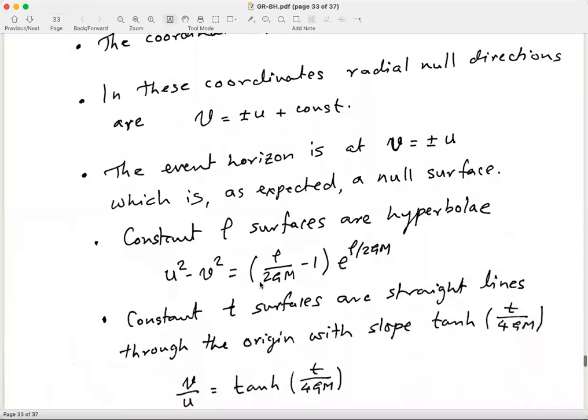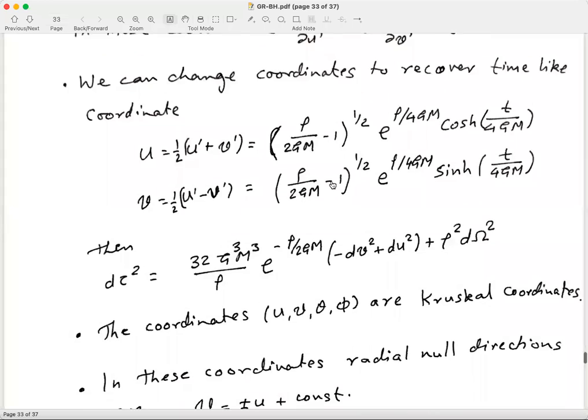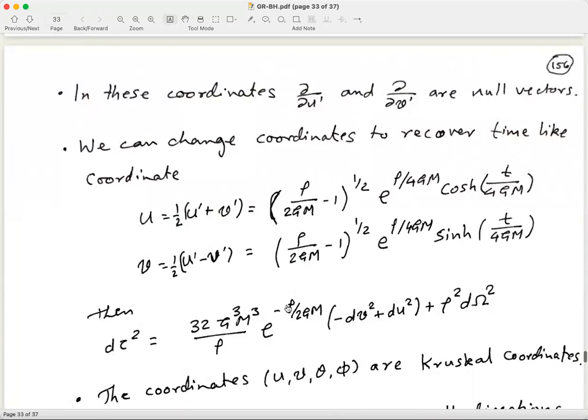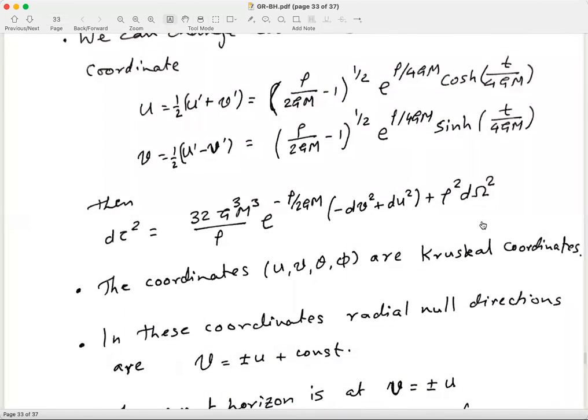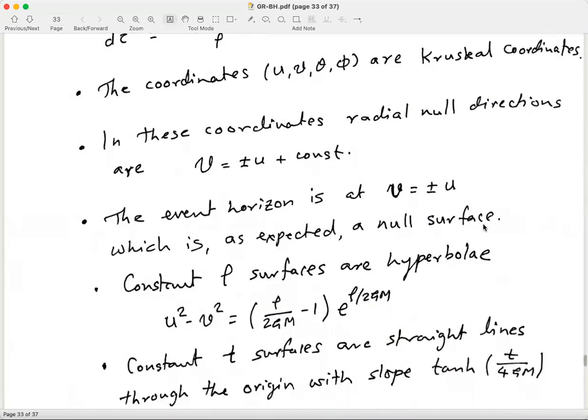Now for a constant rho, remember, rho is not an explicit coordinate here. Rho should be interpreted as a function of u and v. But if you don't like it in this fashion, you can always revert to rho, given that u and v are written in terms of rho and t here. If you ask what the constant rho surfaces are, you'll find that they can be written as u squared minus v squared equals (rho upon 2GM minus 1) times e to the rho upon 2GM. So a constant rho surface corresponds to setting this quantity equal to a constant, which is u squared minus v squared, and therefore it must be a hyperbola.